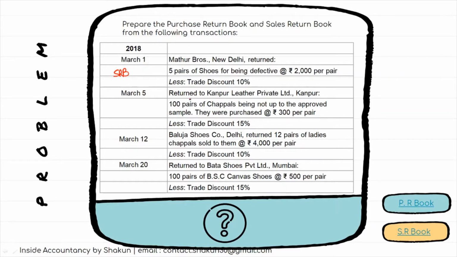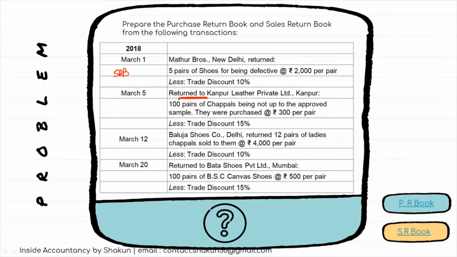Next is returned. Returned 2. Now we are returning the goods to Kanpur Leather Private Limited. So again, the description of the goods that are returned is given. 100 pairs of chappals being not up to the approved sample. They are purchased at 300 per pair and trade discount is also given.